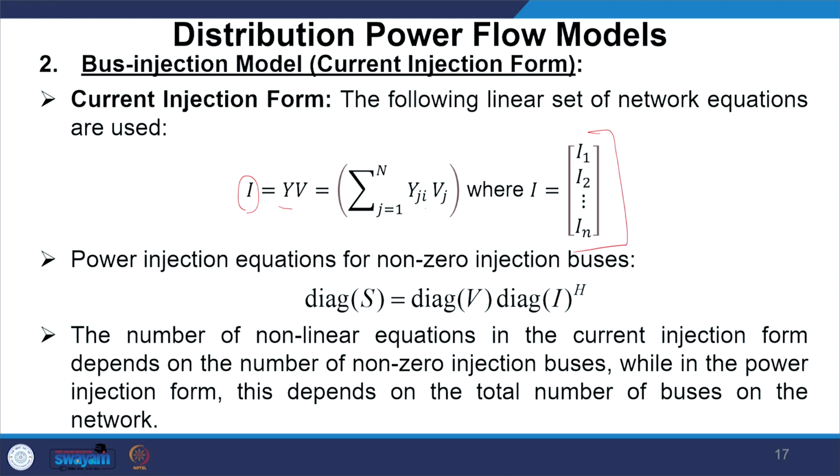So, the power injection equations for non-zero injection buses are given by S, diagonal S, which is diagonal V times diagonal I. So, the number of nonlinear equations in the current injection form depends on the number of non-zero injection buses, while in the power injection form, this depends on the total number of buses in the network.